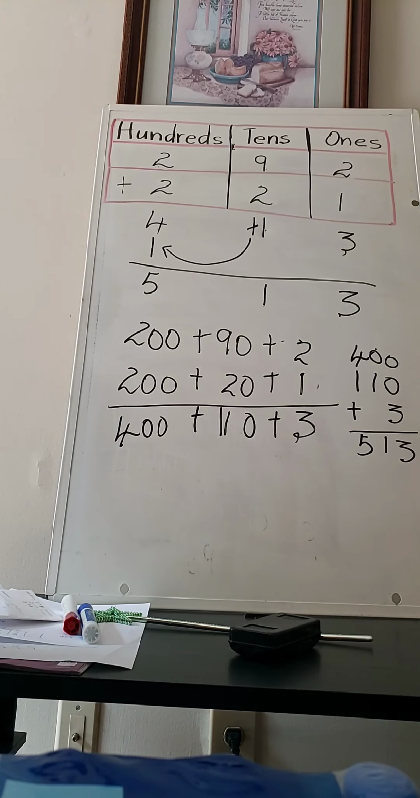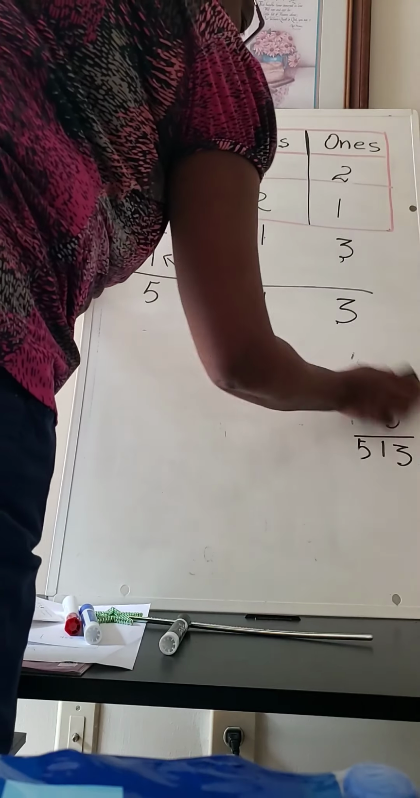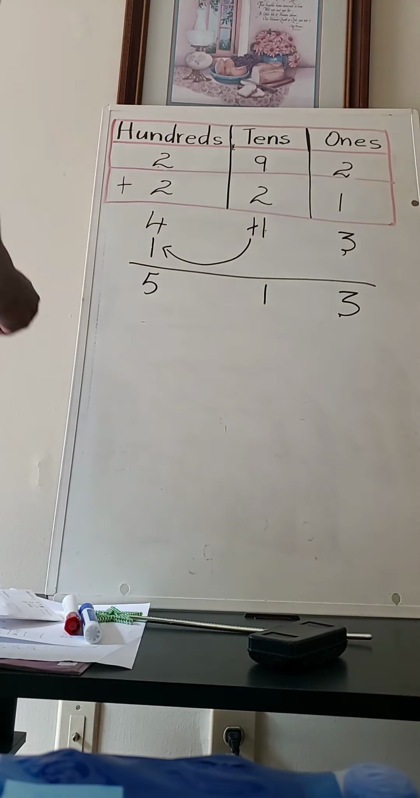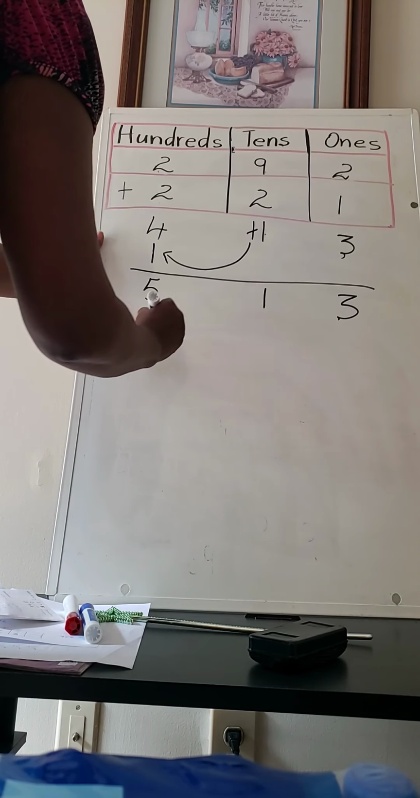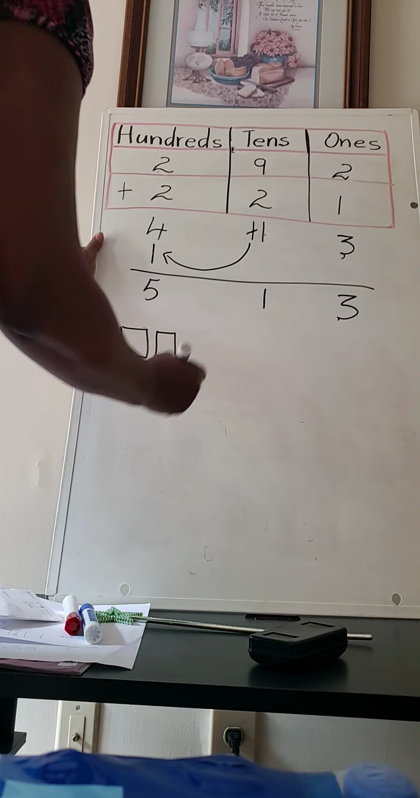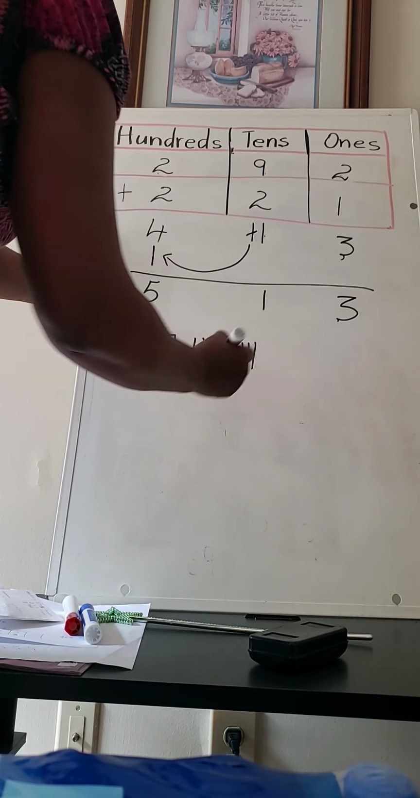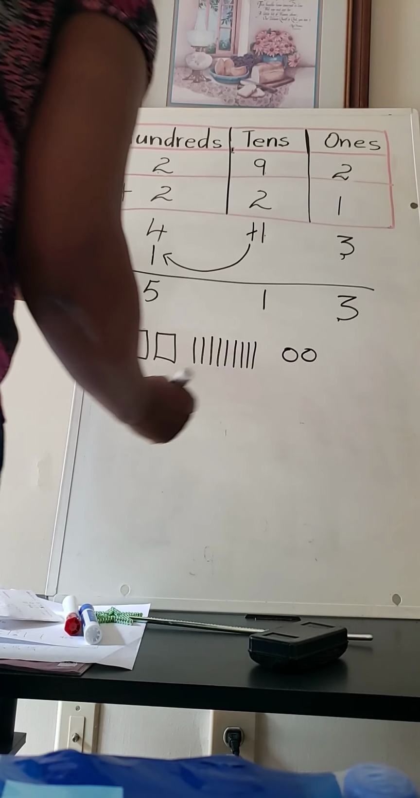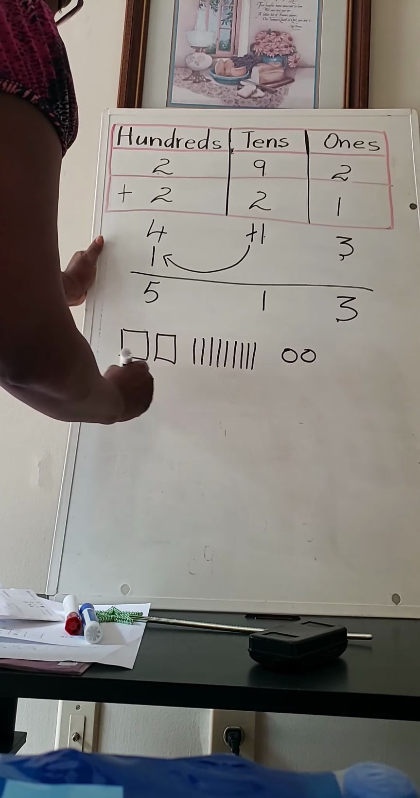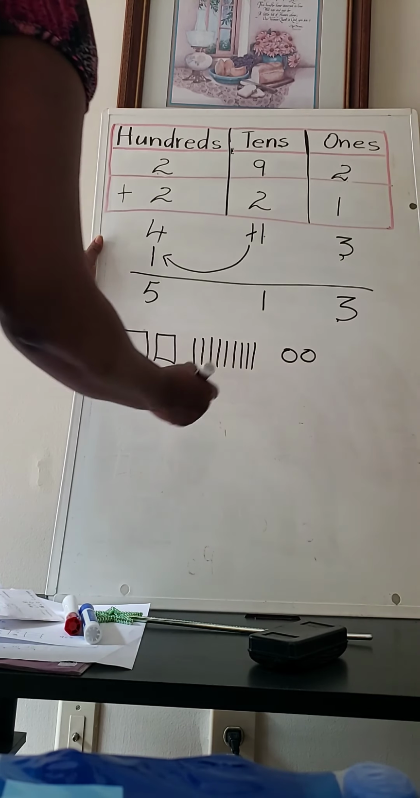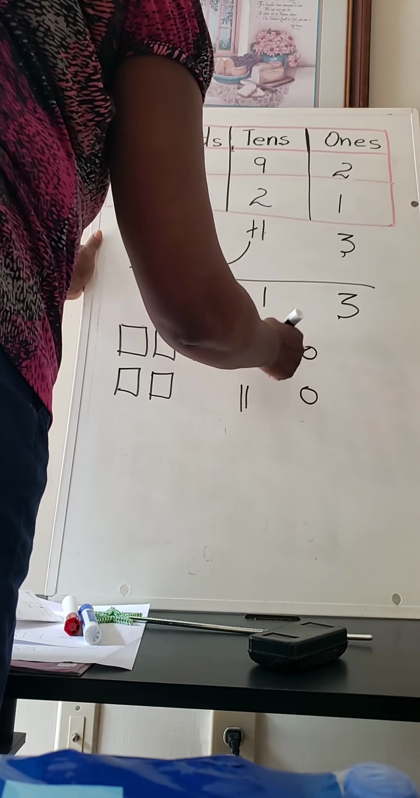Let us see what that will look like in picture form. So we have 200 plus 9 tens plus 2 ones, and we're adding to that 200 plus 2 tens plus 1, 2, 3 ones.